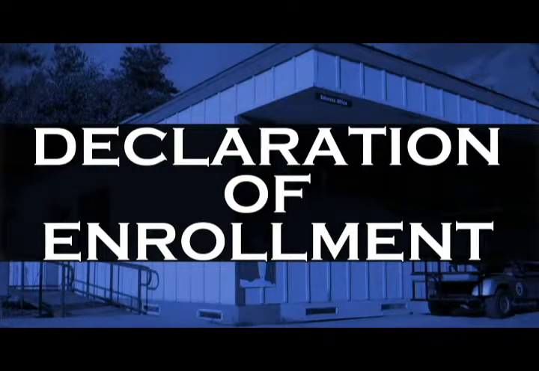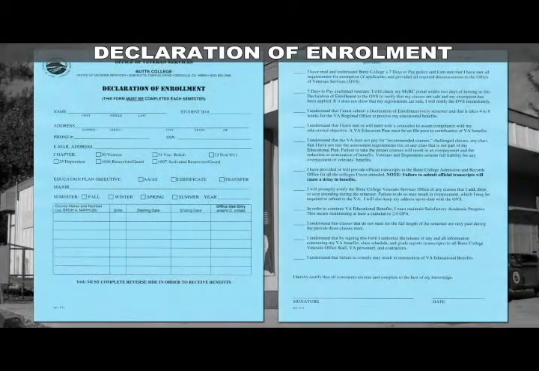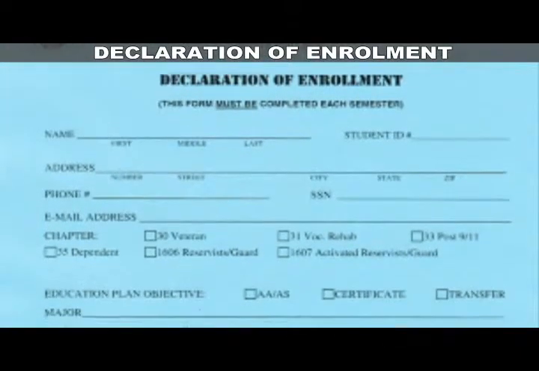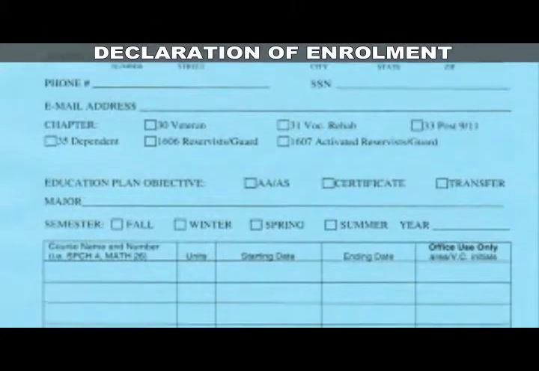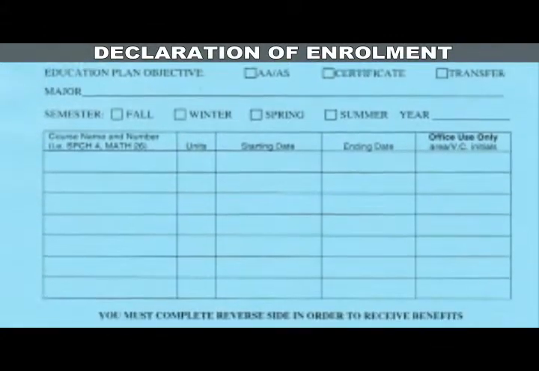Declaration of Enrollment. Fill out the Declaration of Enrollment at the Butte College Veterans Office. This will be filled out each semester you attend Butte College and use GI Bill benefits. Make sure you fill this out early so you can get paid as soon as possible. Keep in mind it can take 4 to 6 weeks for the VA to process your claim.